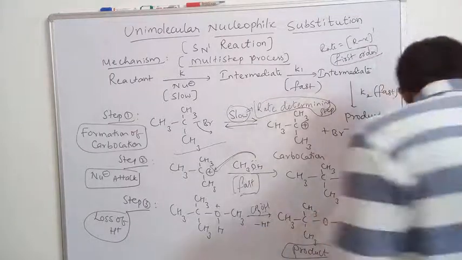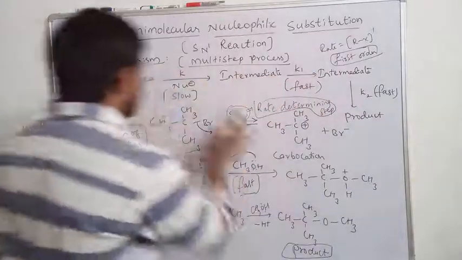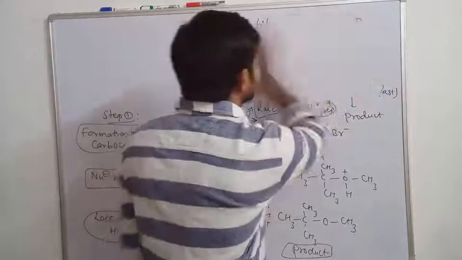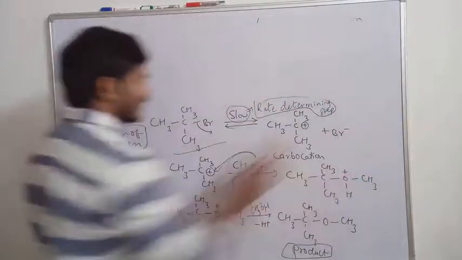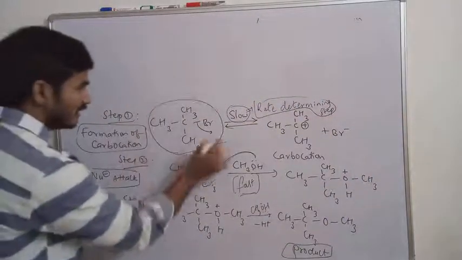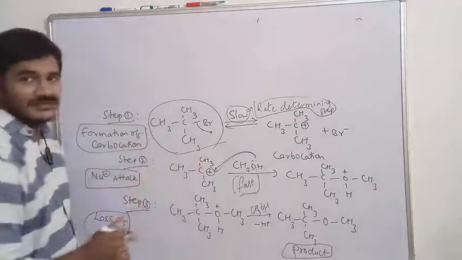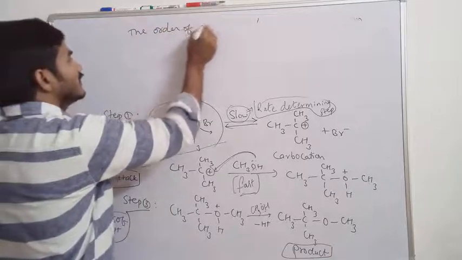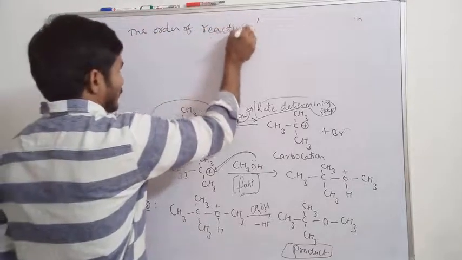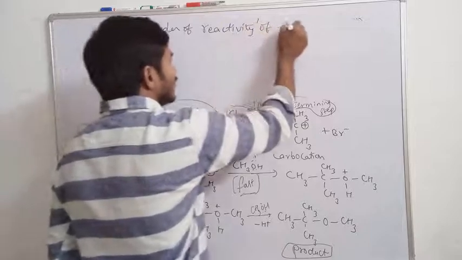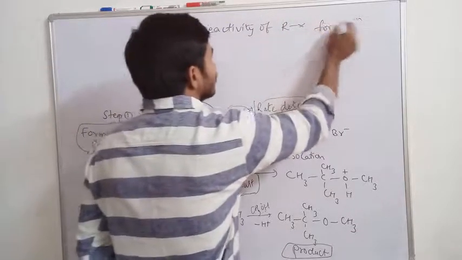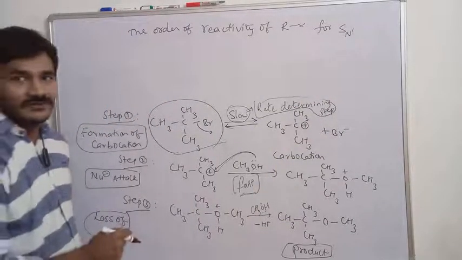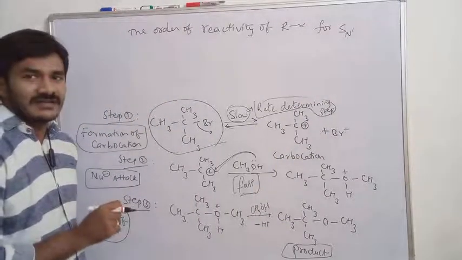In this reaction, which type of molecules can be preferred for the SN1 reaction? Which type of molecule are we taking here? Tertiary. Why are we taking only tertiary here? The order of reactivity of alkyl halides for SN1 mechanism. For SN1 mechanism, which type of alkyl halide should be taken? So how to determine the nature of the alkyl halide in this?